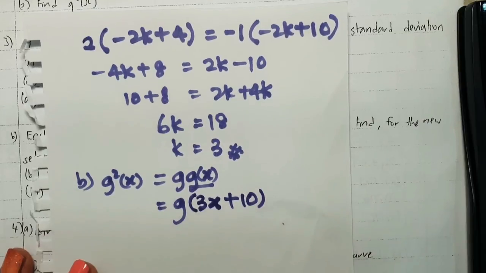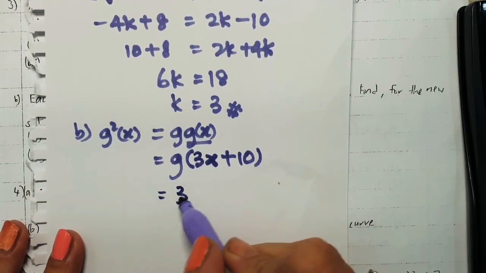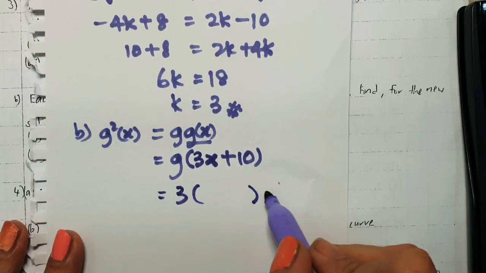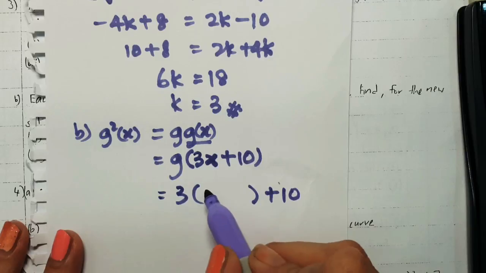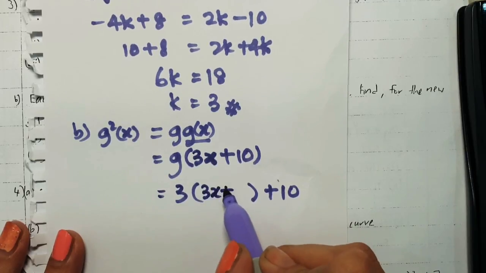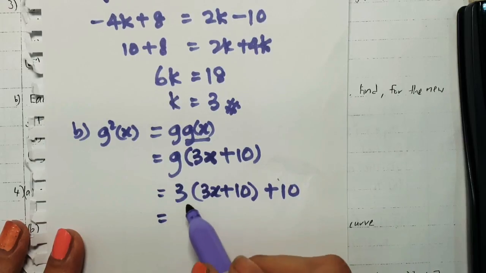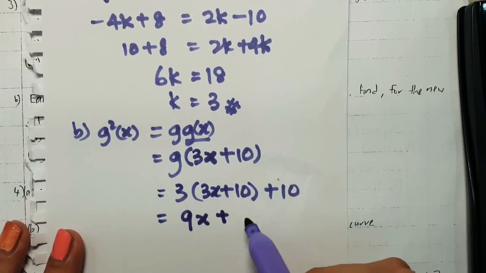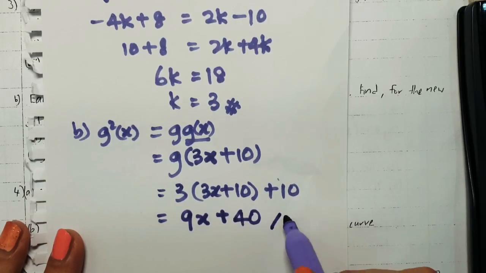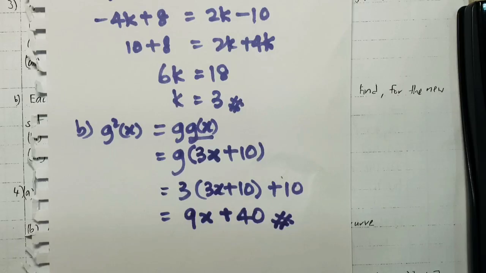And then apply the function g one more time. The framework of the function g is 3 times the object plus 10. And this round, what is our object? It's a complicated one. Let's fill it up. Then open up the bracket. We will have 9x plus 30 plus 10, so we have 40 over here. So we have just found the answer for g(g(x)).